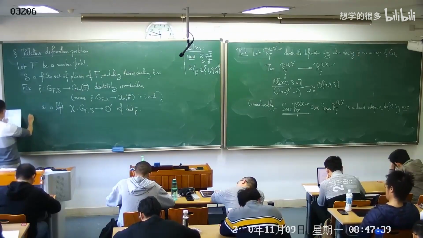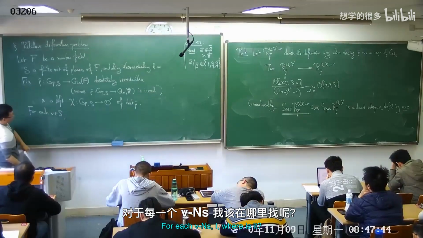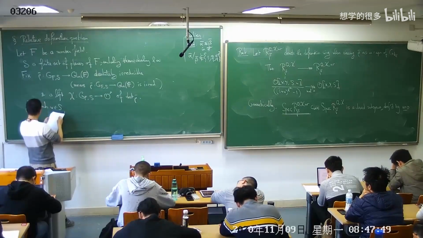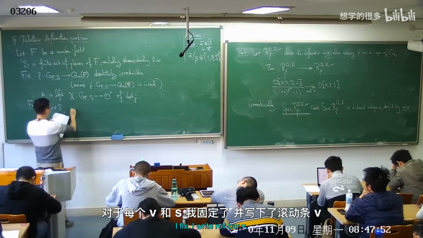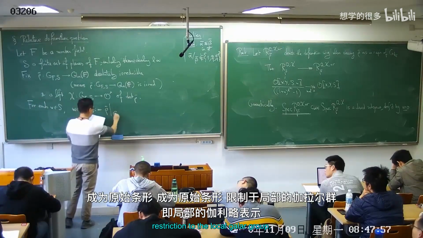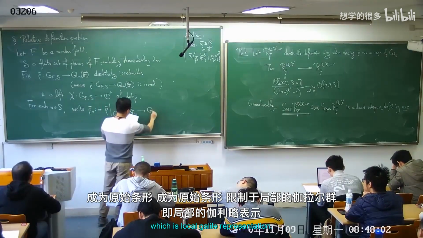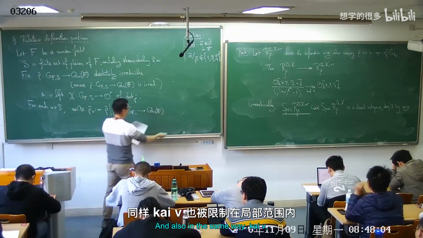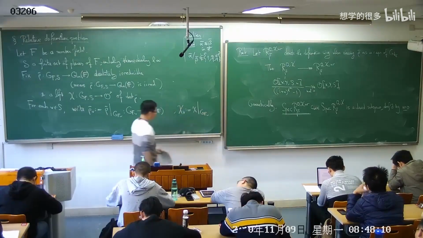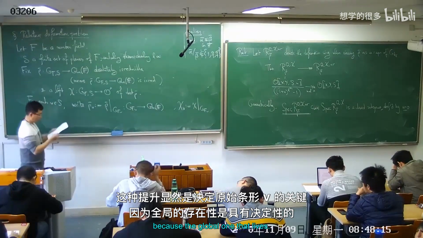And for each v in S, I write rho bar_v to be rho bar restricted to the local Galois group, which is the local Galois representation. And in the same way, chi_v is chi restricted to the local one, which of course lifts the determinant of rho bar_v, because the global one lifts it.